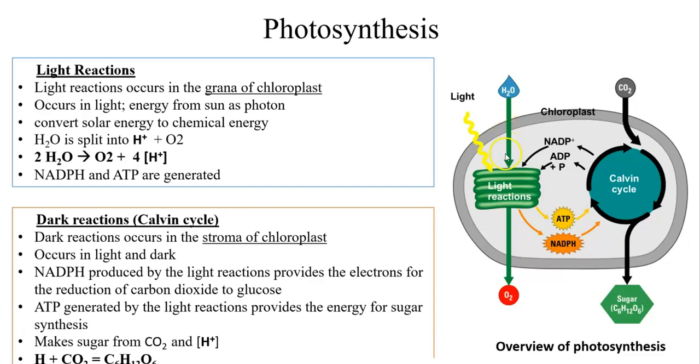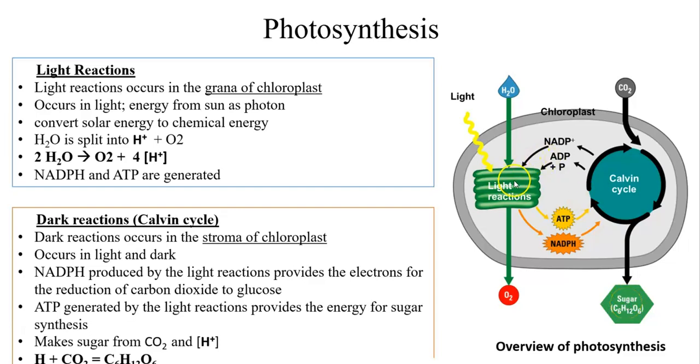Water is used in the presence of light. Light reaction happens in the grana of chloroplast and oxygen is released, and here the electron transport chain also happens, that will be discussed later. And in the dark reaction part or Calvin cycle, as the name implies, it is a cyclic reaction where carbon dioxide is absorbed and sugar is produced. So the carbon dioxide is reduced to a sugar molecule.